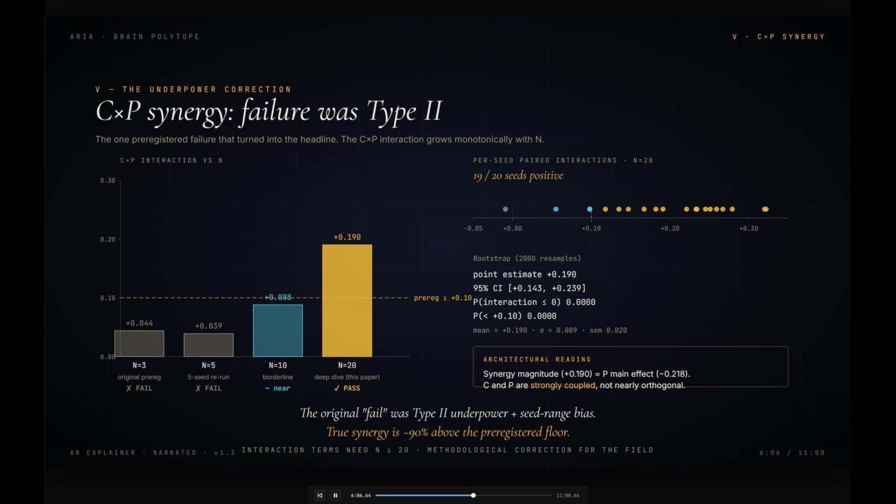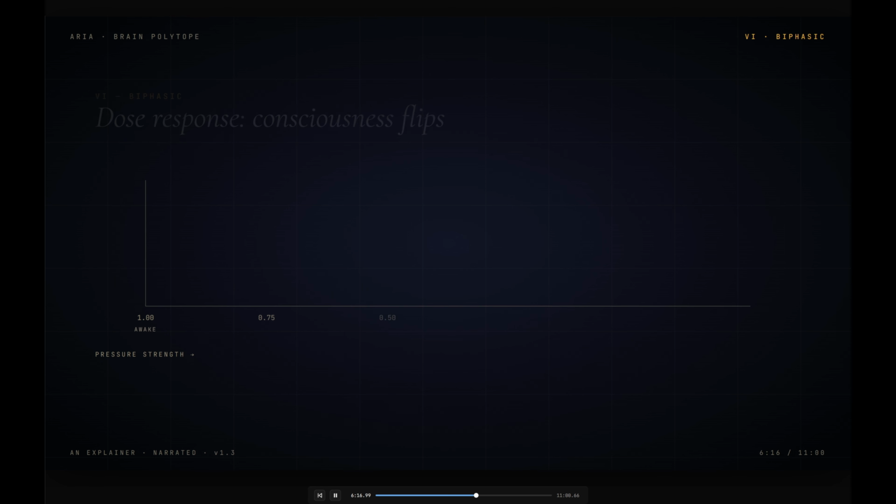This matters methodologically. It suggests the original failure was not a dead prediction. It was an underpowered interaction term. And that is exactly the kind of correction a serious model must survive.